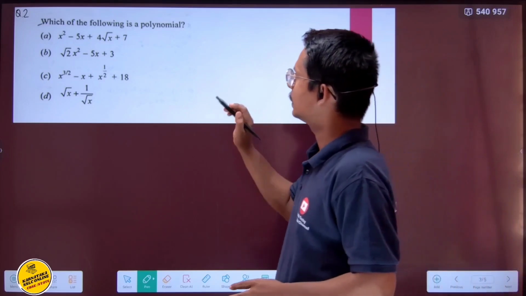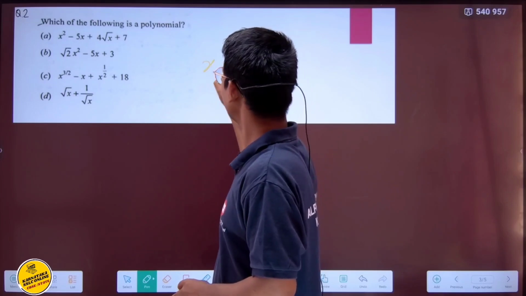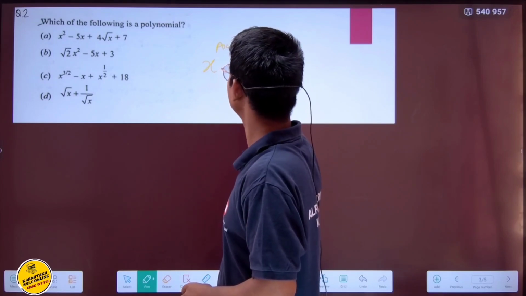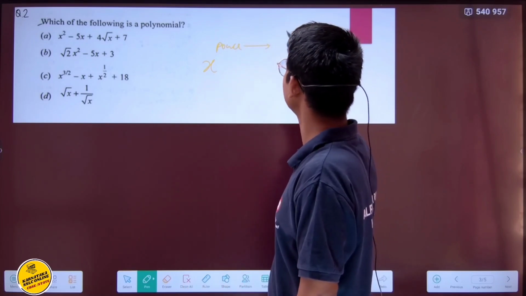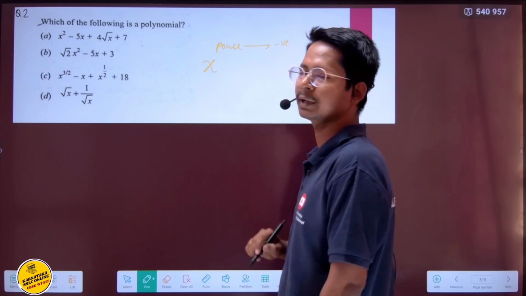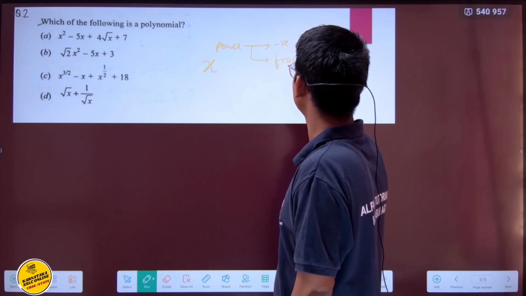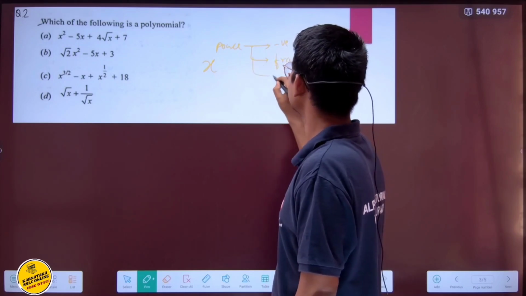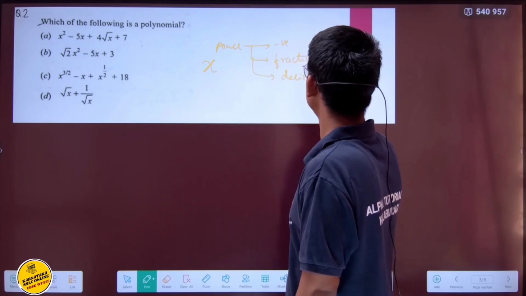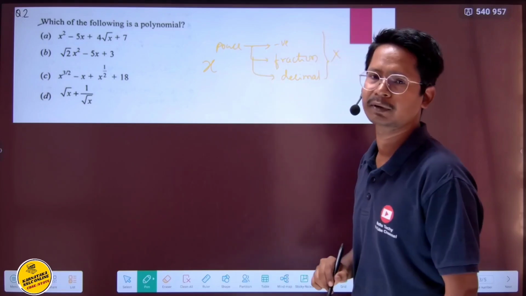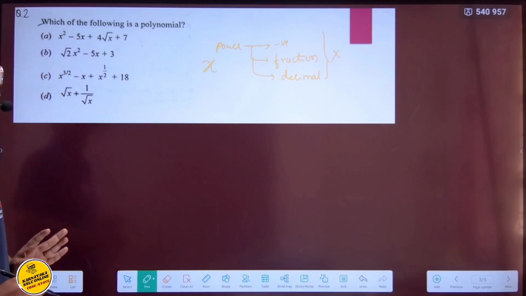As per the polynomial, suppose I consider x to some power. This power should not be negative, and it should not be a fraction, or even you can say it should not be a decimal. These things should not be there for the power of x. If it is so, such expressions are not called polynomials. Yes, we can see.